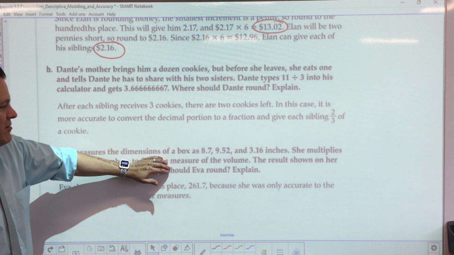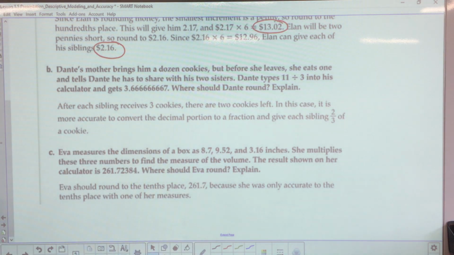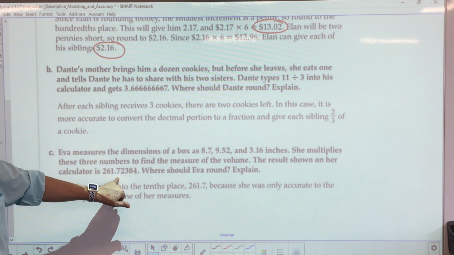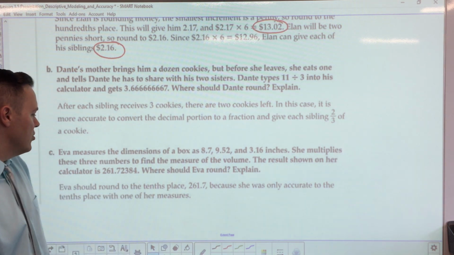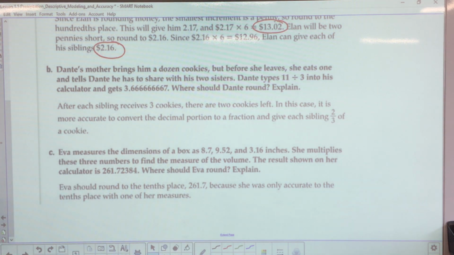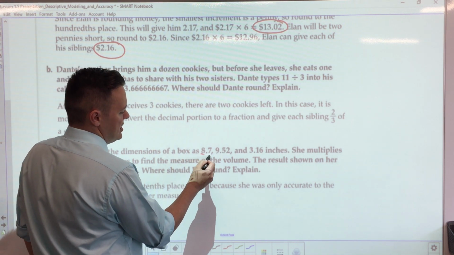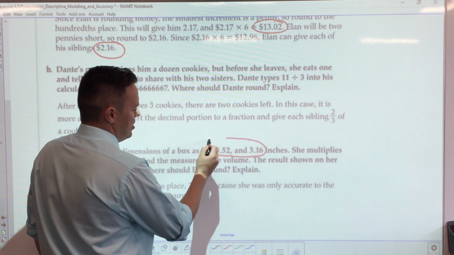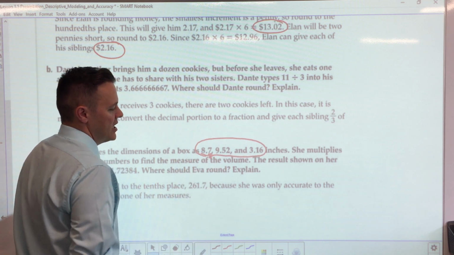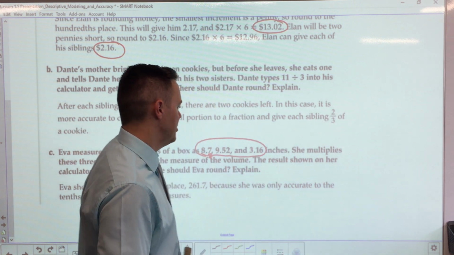Eva measures the dimensions of a box at 8.7, 9.52, and 3.6. Multiplies them together to show her volume at 261.72. Where should she round? Okay? You always want to round to the tenths because it's only accurate to the tenths place when one of her measurements is. So what I mean by that is, if one of your measurements is to a tenth, which this one is, then your answer has to be to a tenth. Always good to remember.